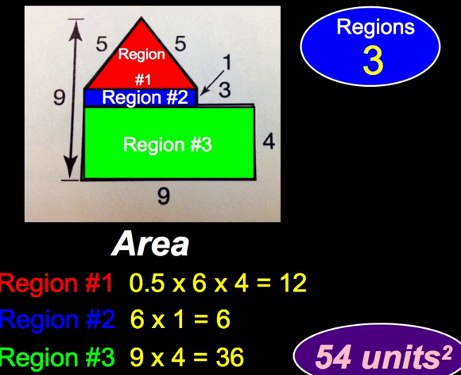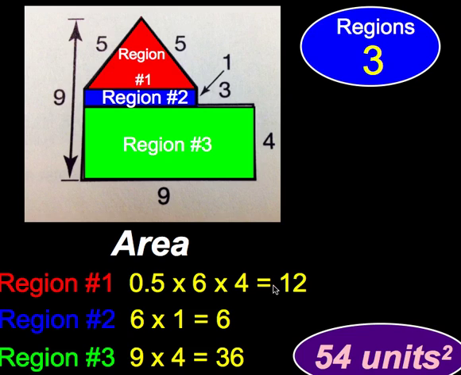The area is broken down into 3 regions, and here are my 3 regions. The top triangle I have here is region number 1, the middle region I have here is labeled as region number 2, and last but not least, my bottom rectangle is region number 3. When I'm calculating the area of a triangle, the formula is 1/2, or 0.5, times its base, which we knew from here to here was 6, multiplied by the height, which we knew was 4. So 1/2 times 6 times 4 is going to give me 12.